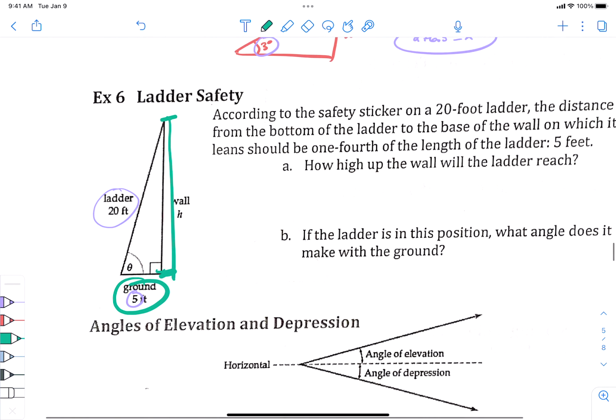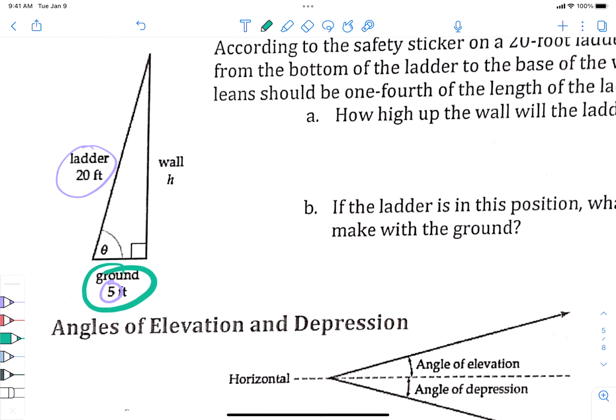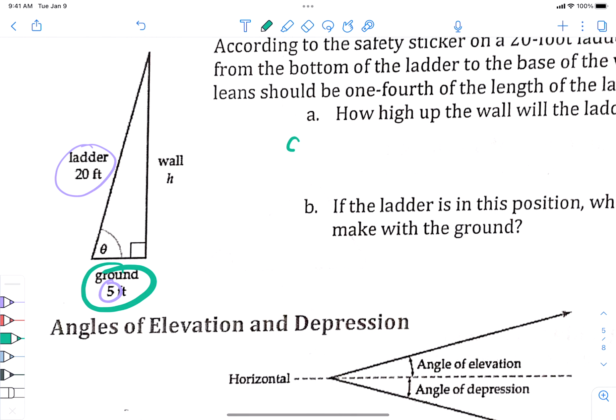So we have to figure out how high up the wall the ladder will reach. How do we find that? How did you find it? I took 20 squared minus 25. Pythagorean theorem, right? A squared plus B squared equals C squared. The wall is which variable? The adjacent, B. A or B, it doesn't matter which one you use. It's not C. C has to be 20, right?